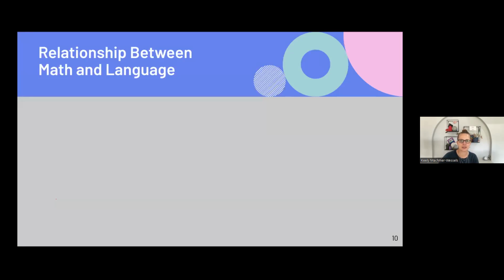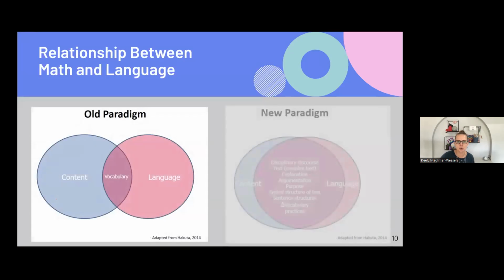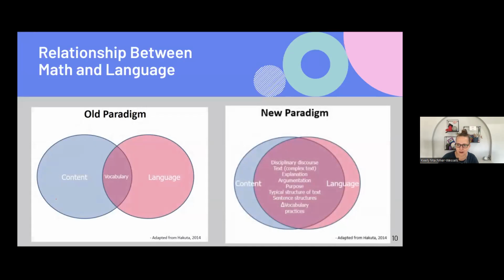So there's this relationship between math and language. And I think we had this kind of old paradigm of thinking about the relationship between mathematical content and language as, hey, there's some vocabulary. The overlap is students need to know what a parallelogram is, right? And I think some of the thinking has shifted to think about this overlap being a lot greater, of all the different ways that students really make meaning through using language, right? Through listening and speaking and writing and reading. And students really express their sense making through language, and we're asking students to use language in purposeful ways during math class. So there's just a greater overlap between learning math and learning language, right?